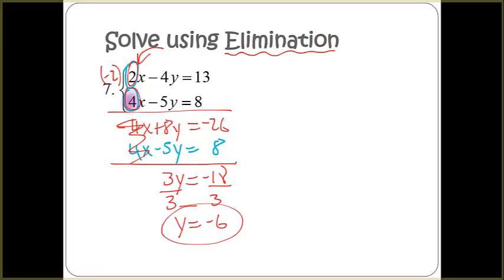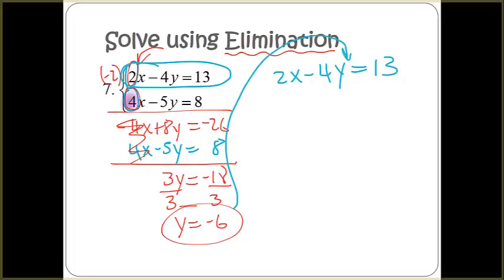I tell my kids to always use the top equation just because it's easy to remember. Yes, you can use the bottom equation if you want to, if you're one of those ones that wants to go with a little bit of creativity. But I always tell my kids, use the top equation because you don't have to remember much other than that. So we got 2x minus 4 times my y value, which is now negative 6, and that equals 13. And now solve like you normally would.